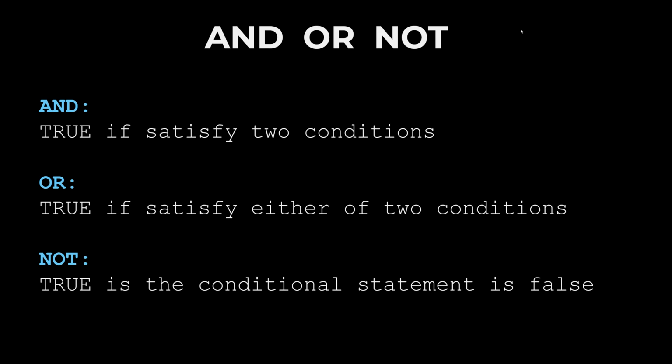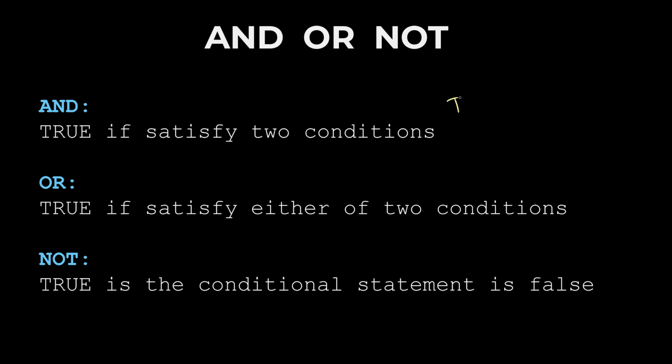All right, here are 3 logical operators that we're going to look at today. They are AND, OR, and NOT. So they're pretty self-explanatory. If you've done the programming fundamental course, you would know how they work. But let's just recap. So AND, the operator AND, will give you true if it satisfies 2 conditions.